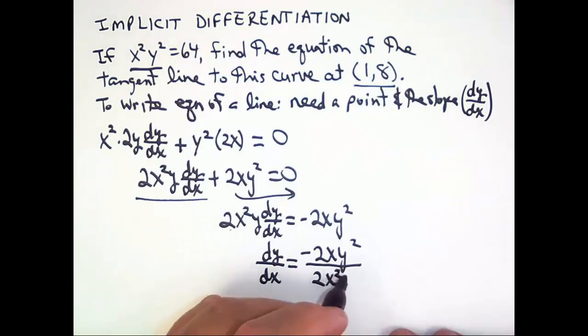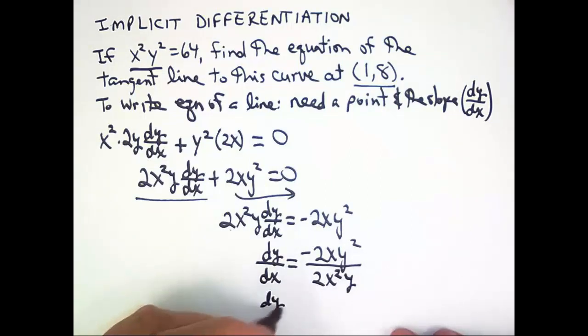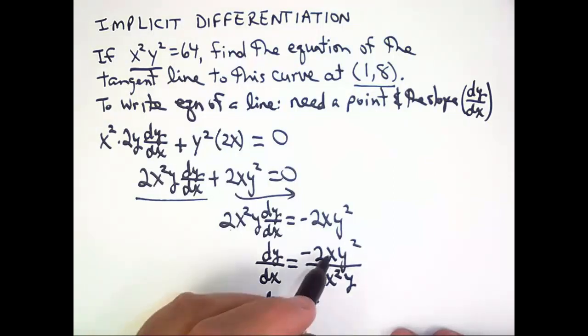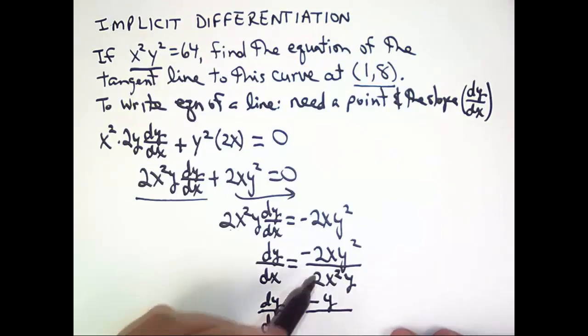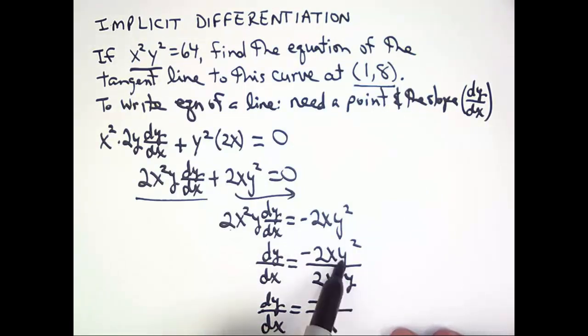2x squared y. Now I hope you'll notice that this will simplify quite a bit because the 2's will divide out, leaving the negative sign up there. This x will go into that x squared, taking the x completely away, and this y will go into that y squared, leaving a y. So up top we're just left with minus y. Down bottom the 2's divided out. This x went into that x squared and left an x, and the y divided into that y squared, so it went completely away.